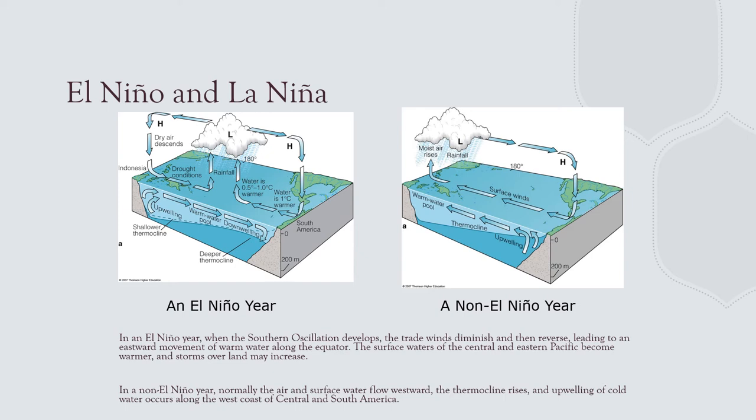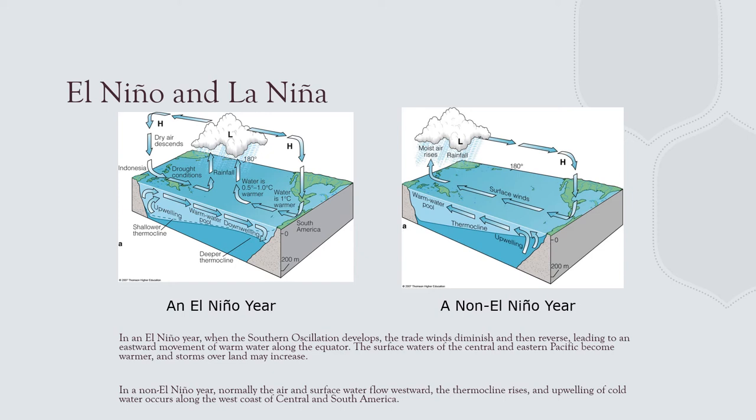fishing and drought. Whereas normal conditions, non-El Nino, you can see how the trade winds flow uninterrupted across the entire ocean. It's warm and moist in Asia. You have cool upwelling conditions in South America, and the Peruvian anchovy industry, the rice crops in Asia, they are bountiful. So El Nino is this disruption in the trade winds and equatorial current, and it's cyclical.